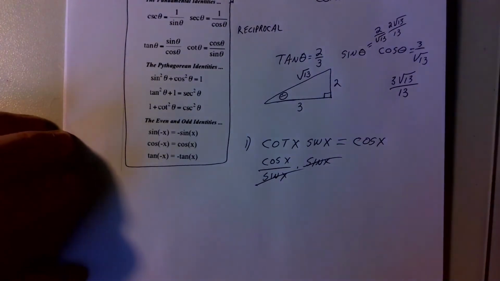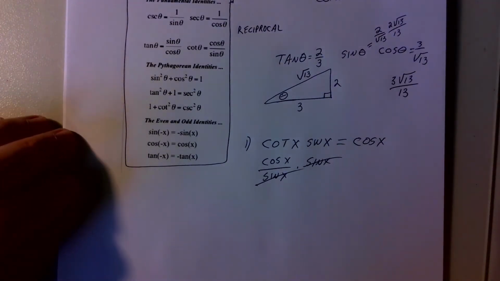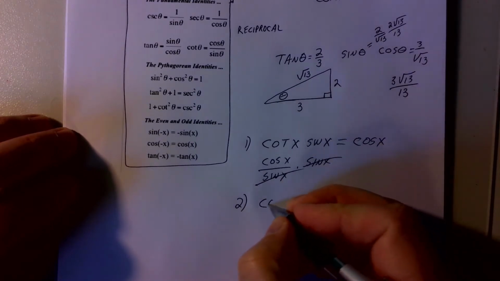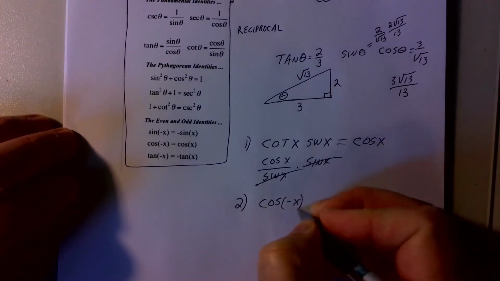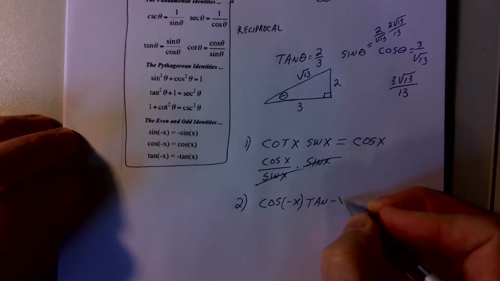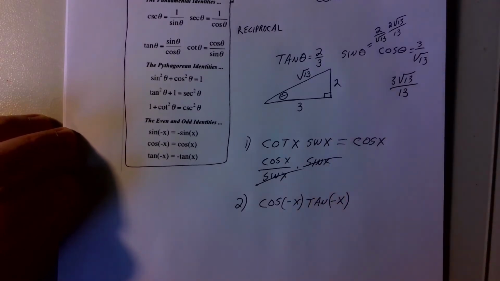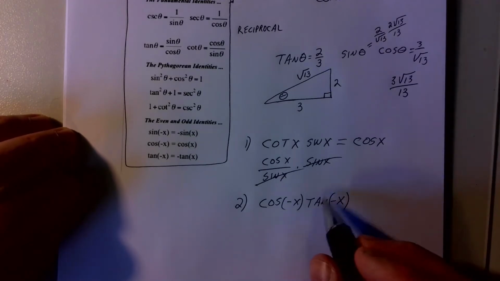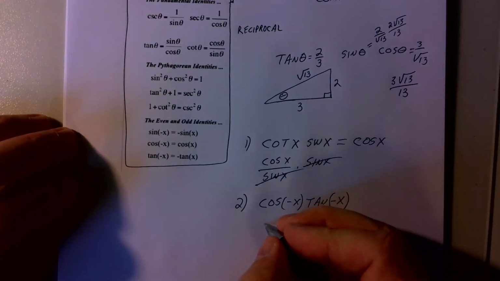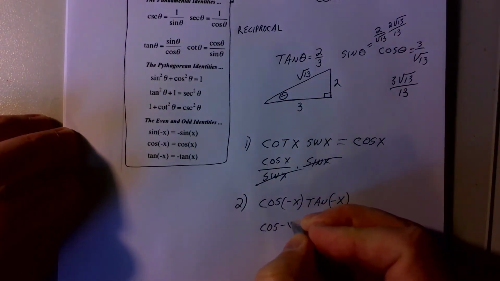And then what if we have some more complicated ones? So let's say we have this one: cosine of negative x times the tangent of negative x. We're like, well, how does that simplify? I'm like, I don't know, let's try some stuff. So we know that tan right up here is equivalent to sine over cosine. So that's cosine of negative x, right?